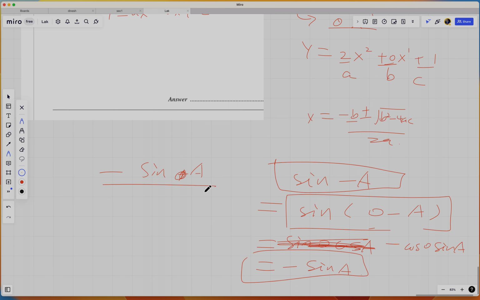I mean, you think so and you are right. That means you are lucky. But if I do it this way, I follow the formula. I prove to myself that negative sine a is equal to sine negative a. That means I'm confident about this. This one, you're not confident.